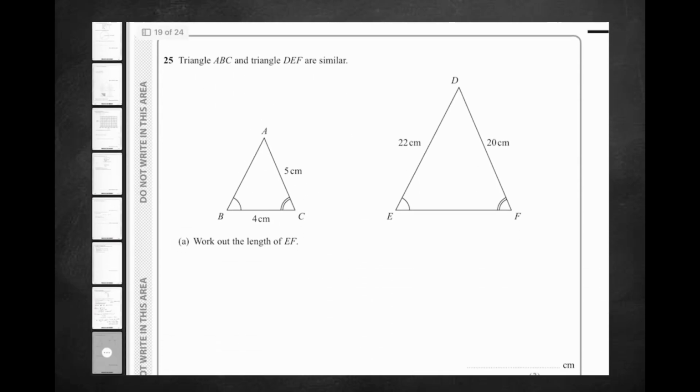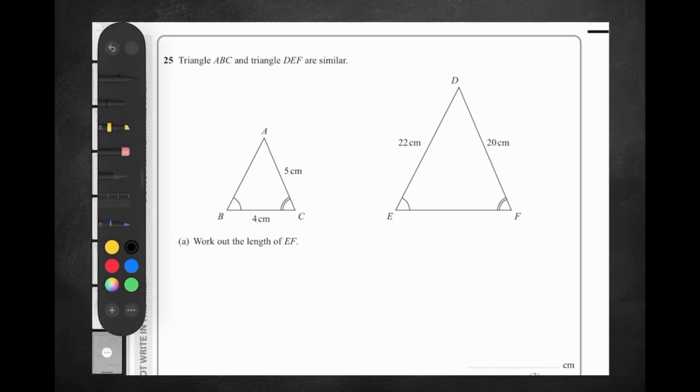Question 25. Triangle ABC and DEF are similar. Part A, work out the length of EF. So, by similar triangles, we are saying this angle here is the same as this angle here, and this angle here is the same as this angle here, and the same for the top angle, which means the sides are proportionate to each other.